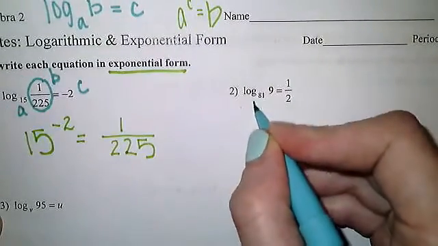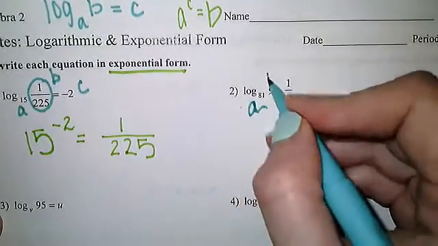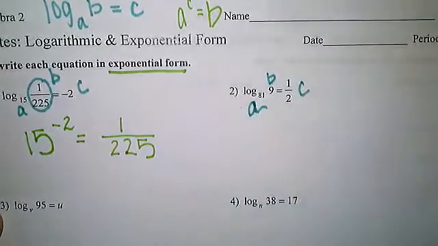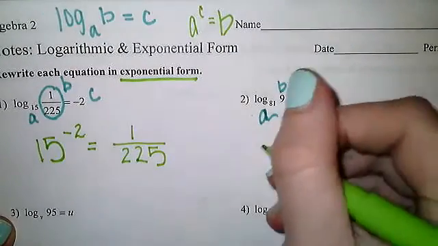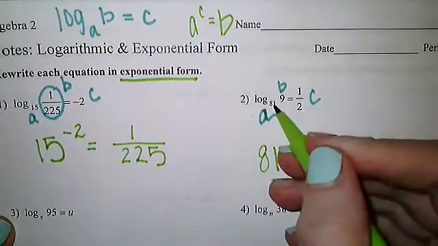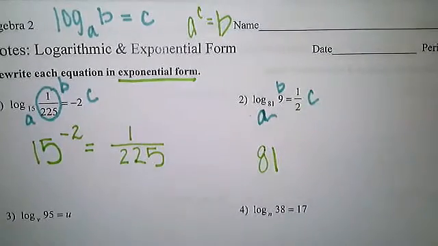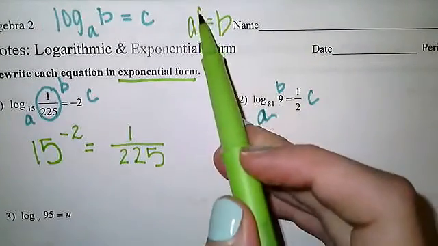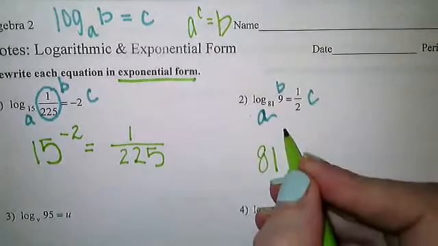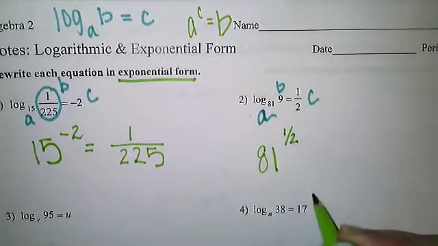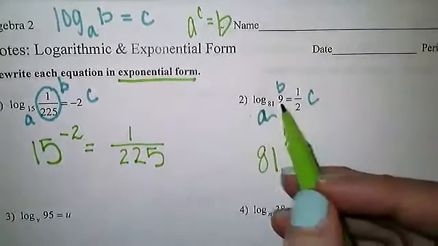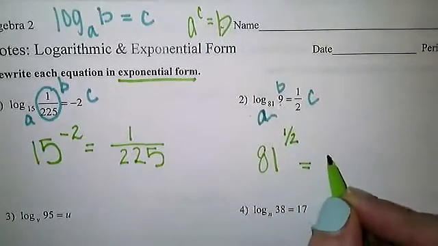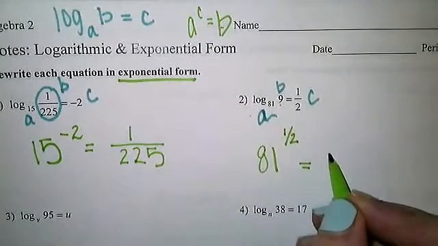So we always label A, B, C, and we go to rewrite. A always comes first, which happens to be first, just writing it out a little bit bigger. C becomes our exponent, just a little bit smaller. And B becomes our answer on the right.